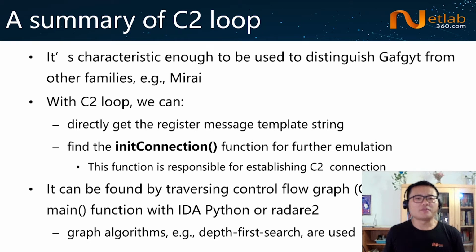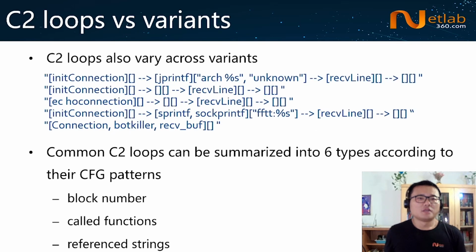The C2 looper can be found by traversing the control flow graph of the main function with IDA Python or Radare2 or whatever reverse engineering tools, with a graph algorithm such as depth first searching. And C2 loops also vary across variants, as shown by the blue lines. But compared with the hundreds of variants, the C2 loop type number is very small.